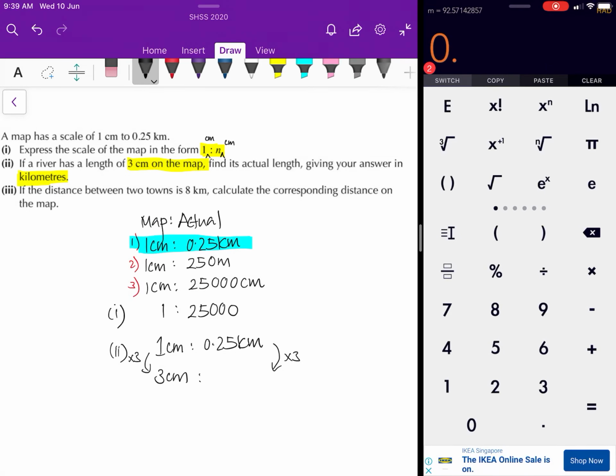So it's 0.25 multiplied by 3, 0.75 kilometers. That is part 2.